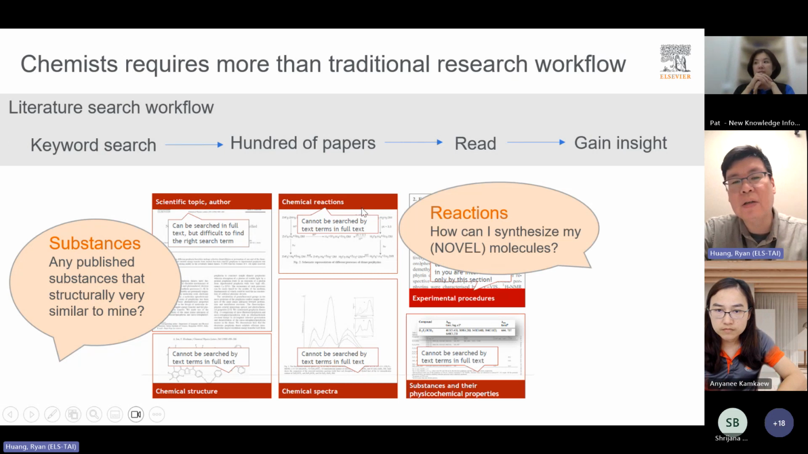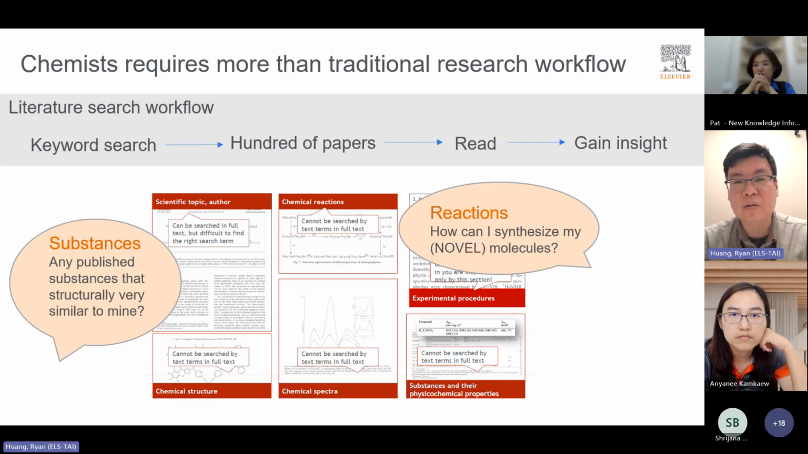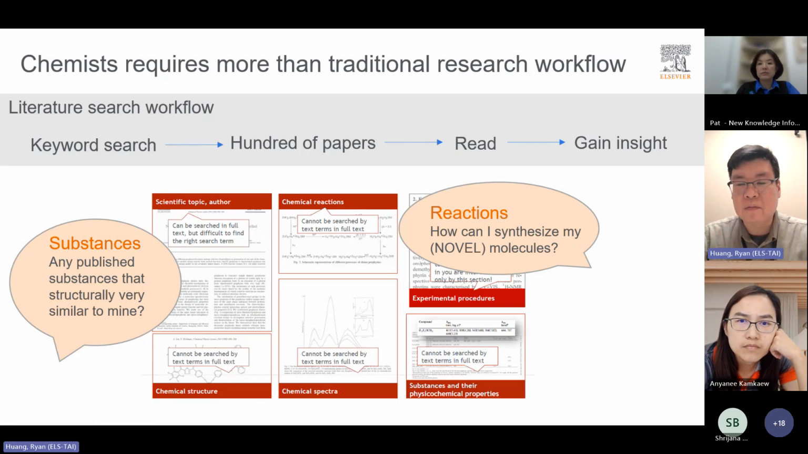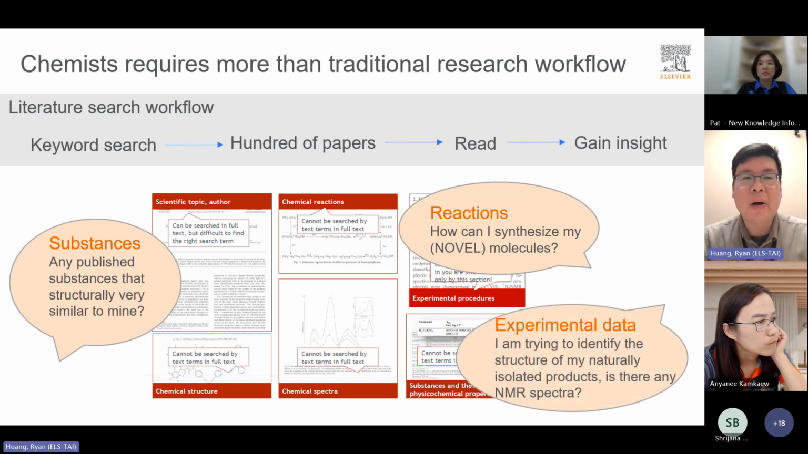And sometimes, if you are studying organic synthesis, you want to know how to synthesize very important molecules. You want to discover new synthesis methodologies. So it's really hard for chemists to search for reactions or substances in Google Scholar with keywords. That's the reason why we need a more specialized database to help you find the more relevant data for you.